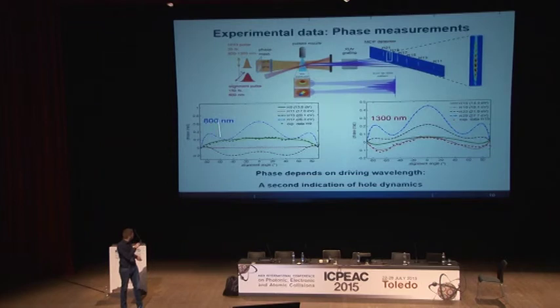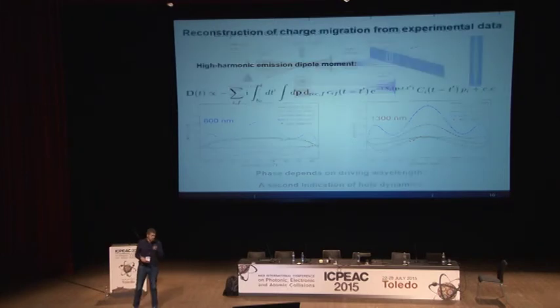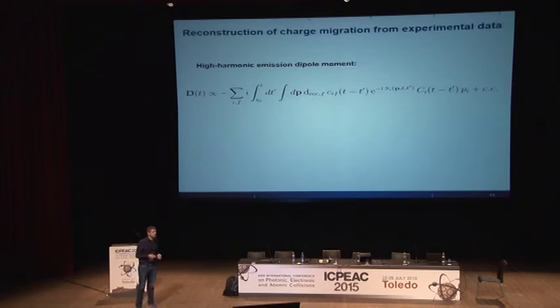And if we now again compare 800 and 1300 nanometer, the two same colors correspond to roughly the same photon energy. For example, we see practically no modulation at 17 electron volts for 800 nanometer, but a very strong one for 1300 nanometer. So again, we have a strongly driving wavelength dependent phase, which is another indication for hole dynamics. Now, we don't want to stick with the idea now that we can only see these indications of the hole dynamics. We rather want to reconstruct it from the experiments.